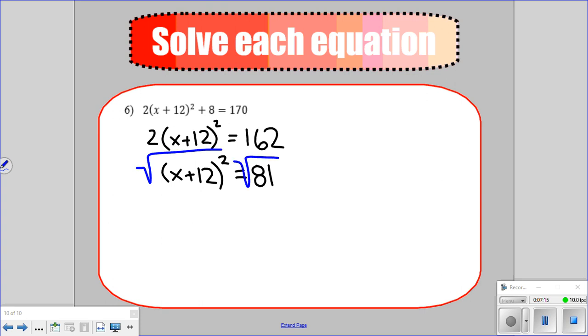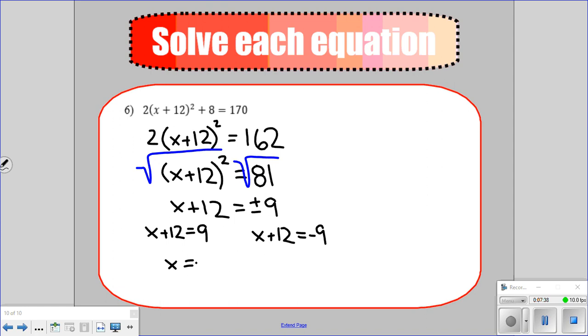So I get x plus 12 equals positive or negative 9. So x plus 12 equals 9, and x plus 12 equals negative 9. Subtract 12 on the left side here, I get x equals negative 3. On the other side, I get x equals negative 21.